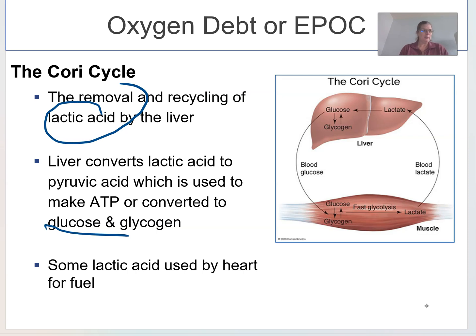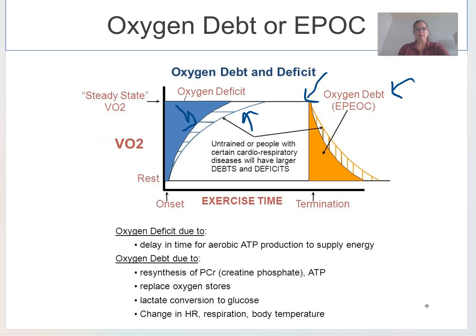So I just want to mention a little bit about the debt and the post-exercise oxygen consumption. This is why a lot of times your metabolic rate is higher. We know that when we exercise, our oxygen consumption is higher, and it's usually about 24 hours later that you actually burn more calories.